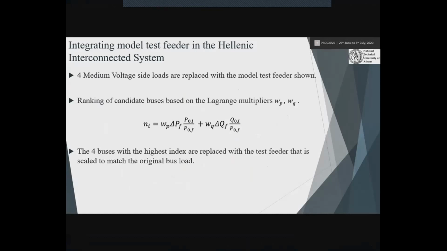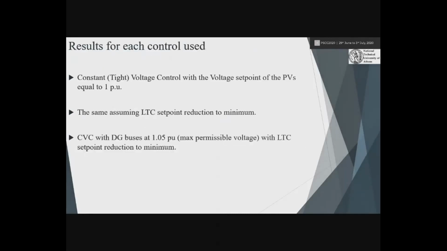In order to implement the aforementioned control scheme, we replaced four medium voltage side loads with the model test feeder. To do that, we created a ranking index based on the Lagrange multipliers and the change of active and reactive power that would be injected by the test feeder for each kind of control. The four buses with the highest index were replaced with the test feeder and scaled to match the original bus load.